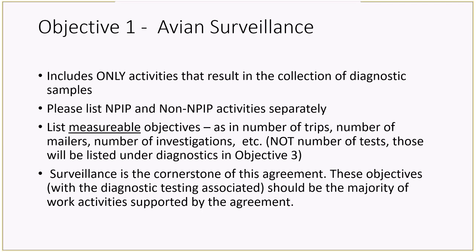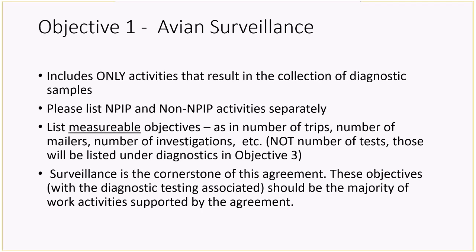We do ask that the NPIP and non-NPIP activities are listed separately. What we're trying to do is look at commercial surveillance and then also look at the live bird market and backyard surveillance separately. That helps us to determine funding levels as well as how national surveillance goals might be tweaked in the future. And again, we ask that you list a measurable objective.